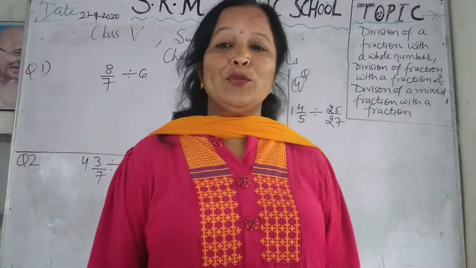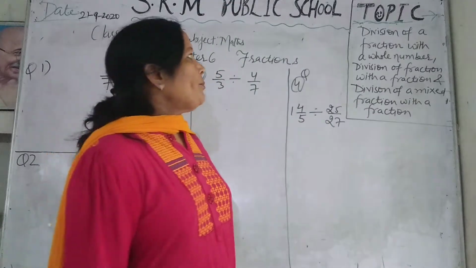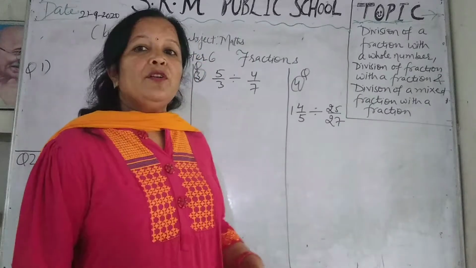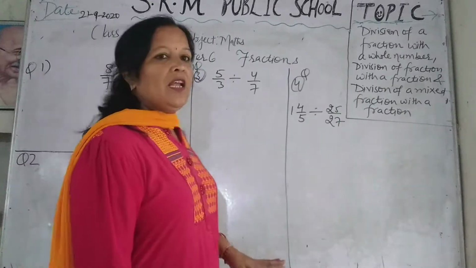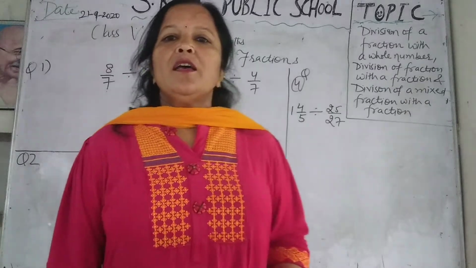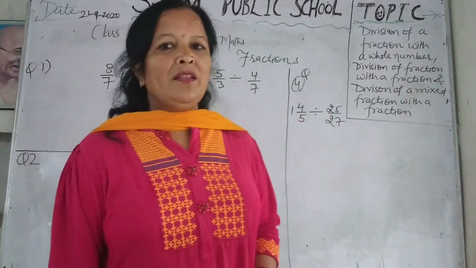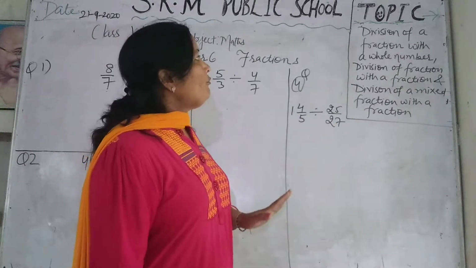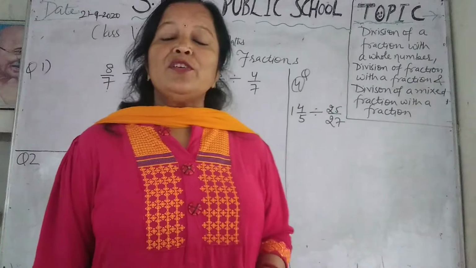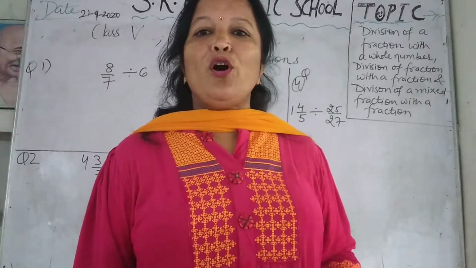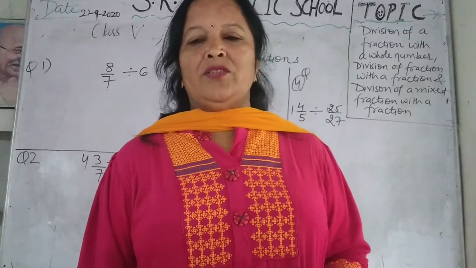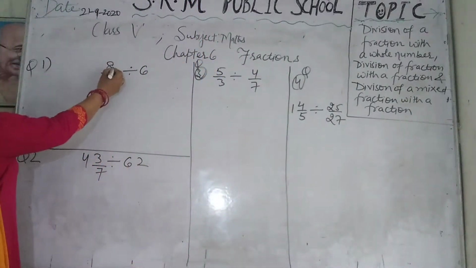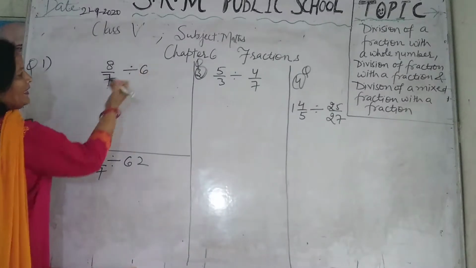Today I am going to teach you chapter number 6, fractions. My topic today is division of a fraction with a whole number, division of a fraction with a fraction, and division of a mixed fraction with a fraction. Okay? So let's start. Here, the question is 8 upon 7 divided by 6.